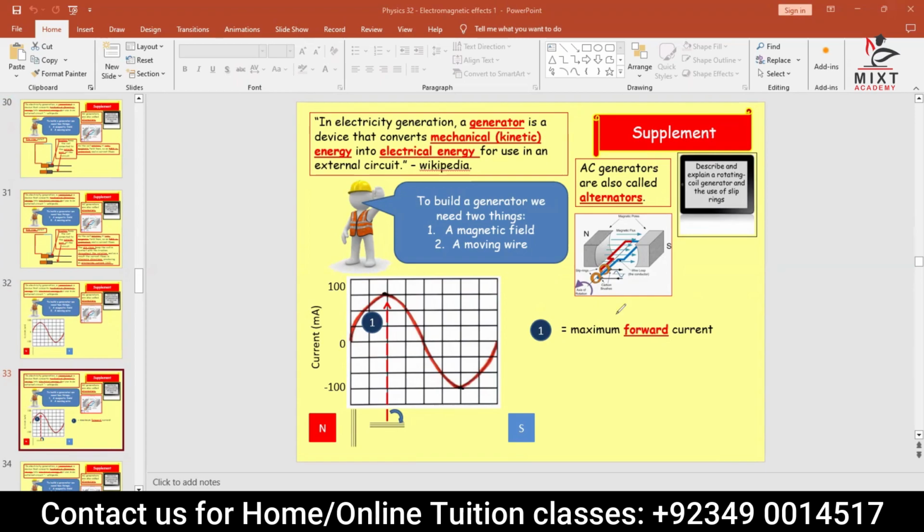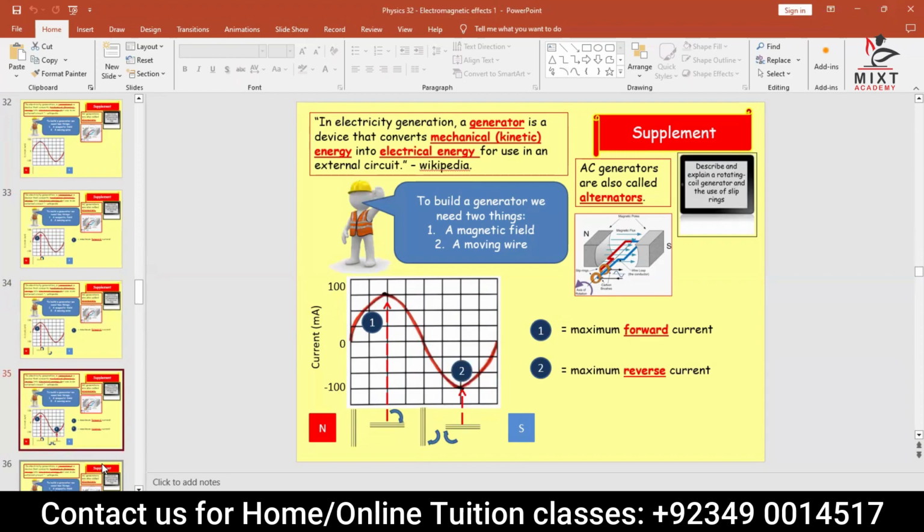So what is the AC supply? AC supply is the supply that alters its direction as well as its value per unit time. It is continuously changing its value and direction. Now next, see that at maximum there is forward current, at minimum there is reverse current. That is what the machinery will do.